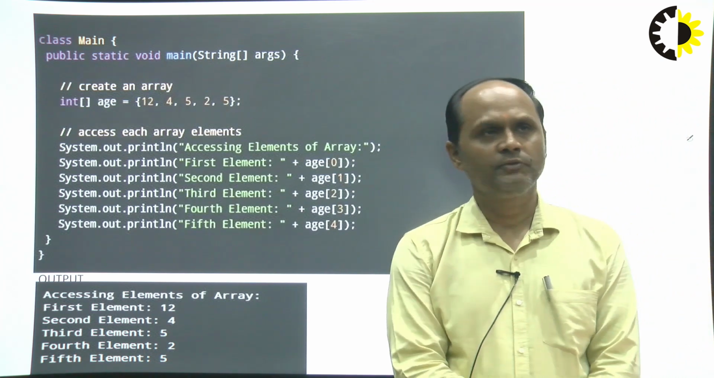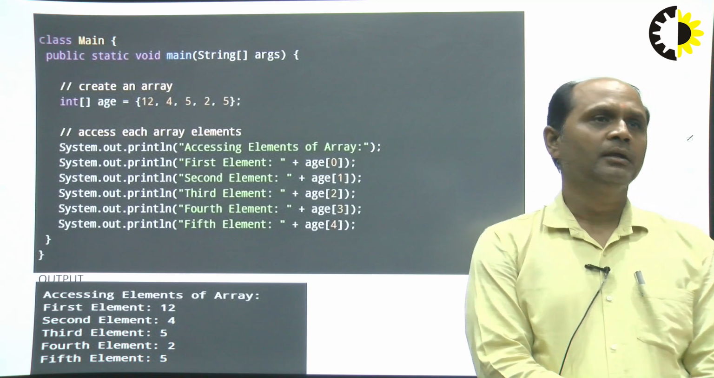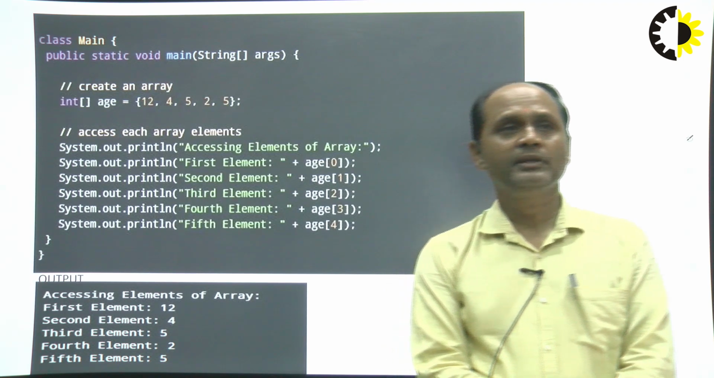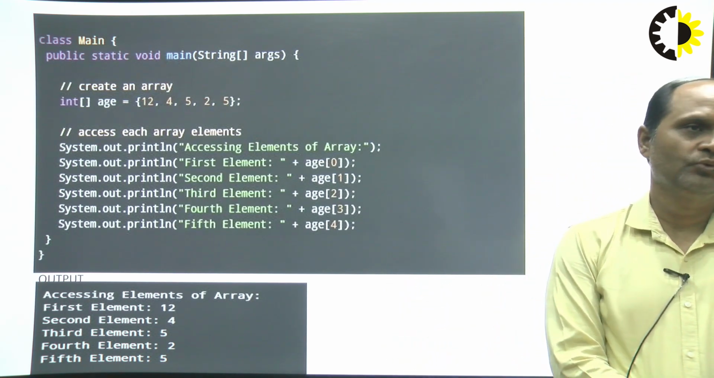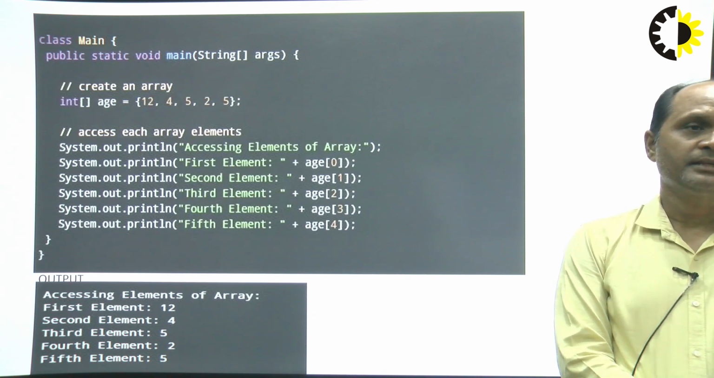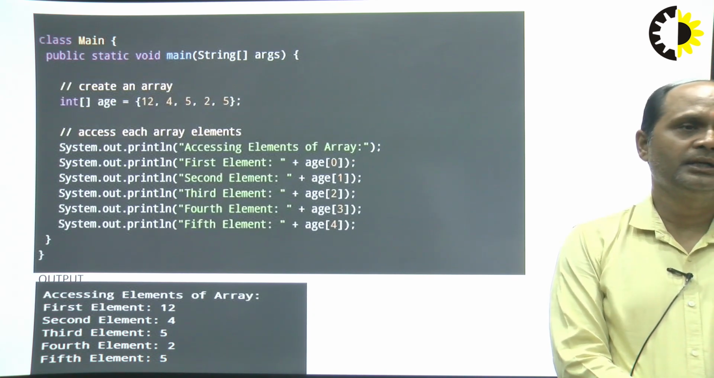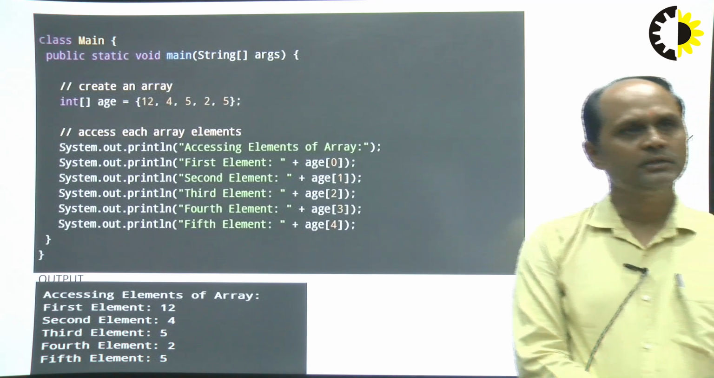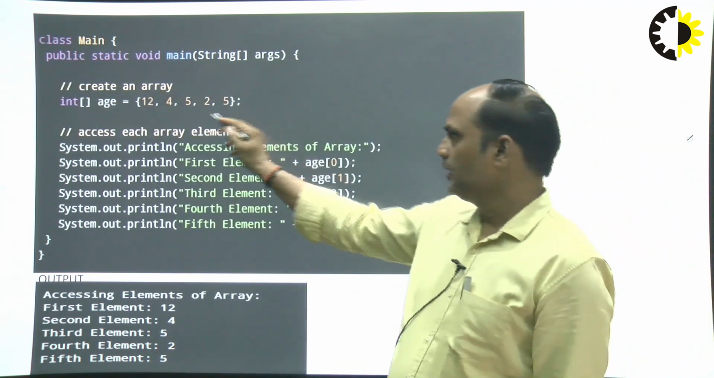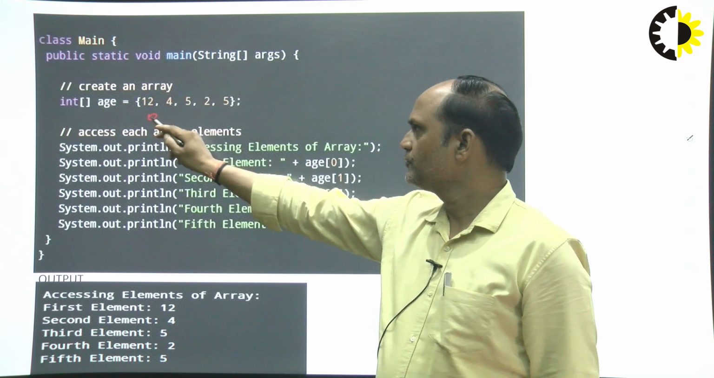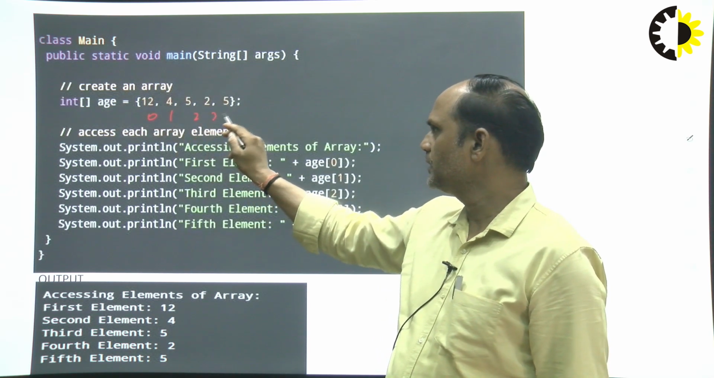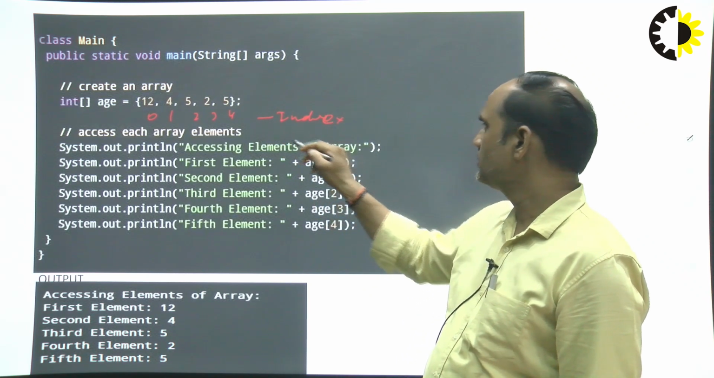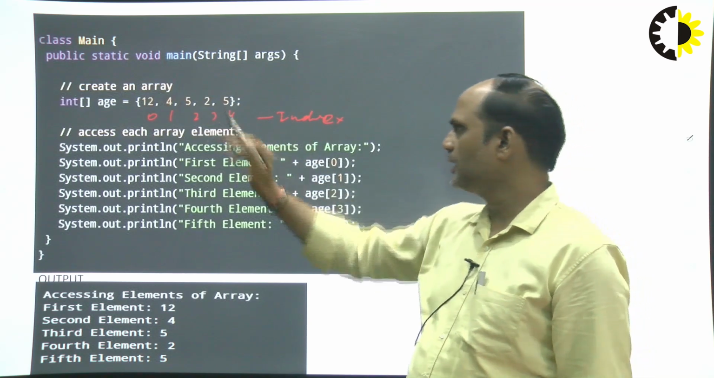We can use this program class Main and public static void main, that is the basic syntax, and create an array age, giving the values 12, 4, 5, 2 and 5, and access all the elements by using the index number. Suppose the first index number is 0. What is the value at 0? In this particular array, the index numbers are 0, 1, 2, 3 and 4. These are the index numbers, and we can access that particular array from the index number.